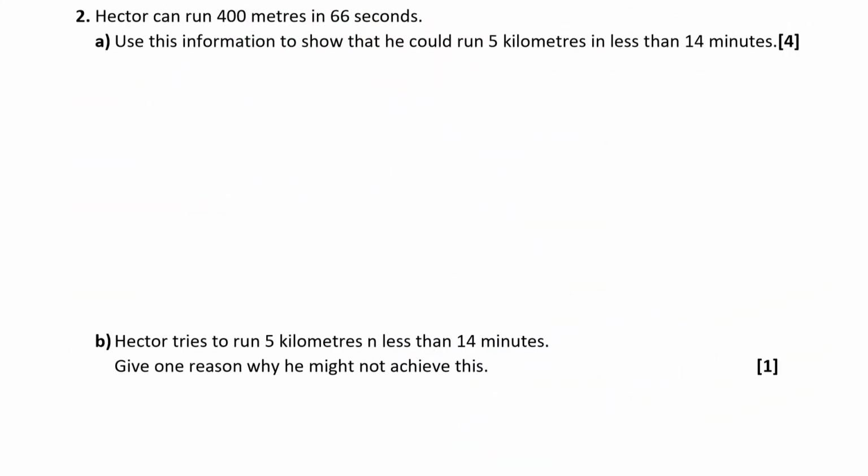Question 2. Hector can run 400 meters in 66 seconds. Use this information to show that he could run 5 kilometers in less than 14 minutes. So he can run 400 meters in 66 seconds. So what is his speed that he's running at then? We've been given this, which is distance traveled, and this, which is time taken. And I know a relationship between distance, speed and time.